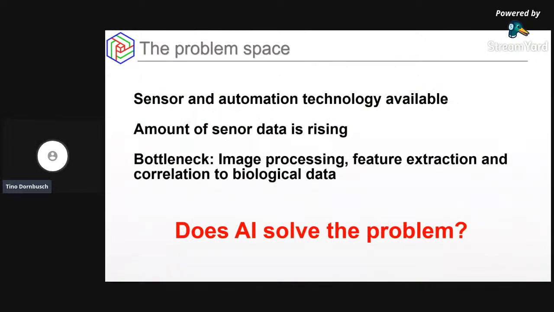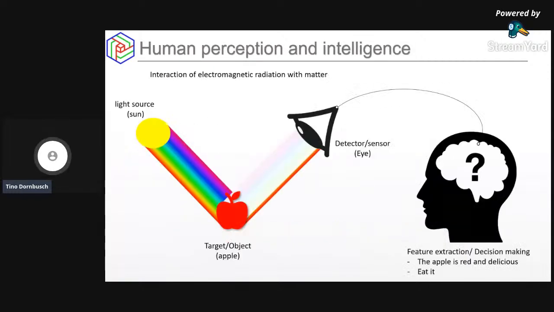So here comes now the problem space. We have a large degree of sensor and automation technology available, right? And as Surya was also pointing out, the amount of sensor data is rising. There are petabytes of data produced every day that need to be processed, from all the different sensors, satellites, drones, cameras, etc. And the bottleneck until now is the image processing, the feature extraction, and more importantly, the correlation to the biological data that is relevant. And so the question I'm raising here: does AI solve the problem? Hopefully by the end of this talk, you will have figured out an answer, or, well, you make up your answer.